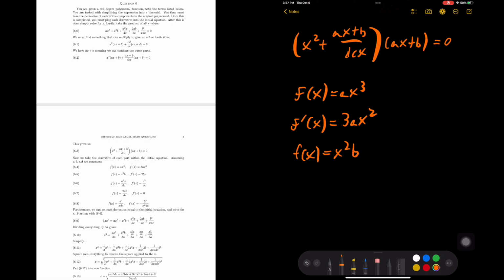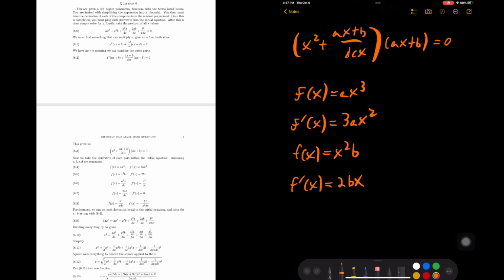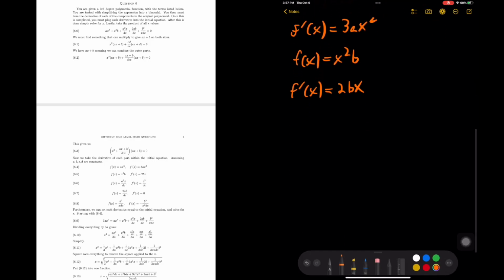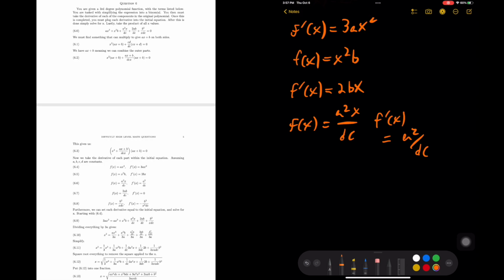All right? So f prime of x is equal to 2bx. Okay, so fairly simple derivatives. And then we have f of x is equal to a squared x over dc. That's our one right there. And so finding f prime of x is relatively simple because f prime of x is just going to equal a squared over dc, right? Because remember, the derivative of x is just 1.